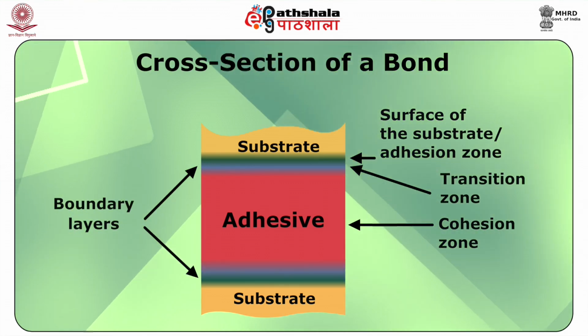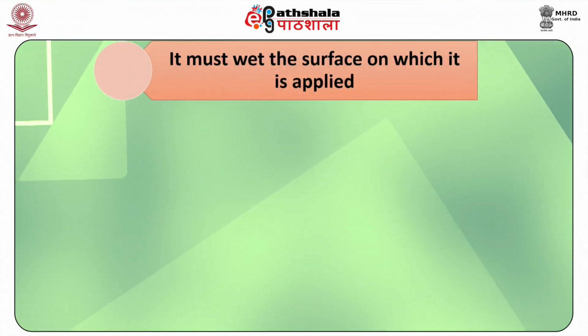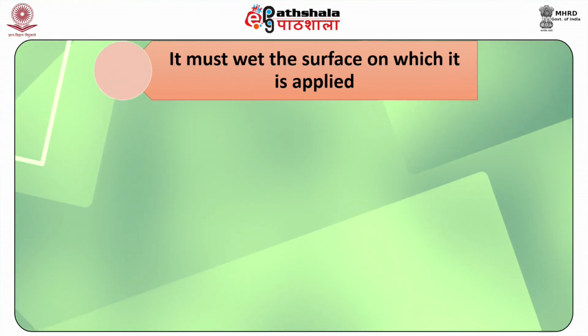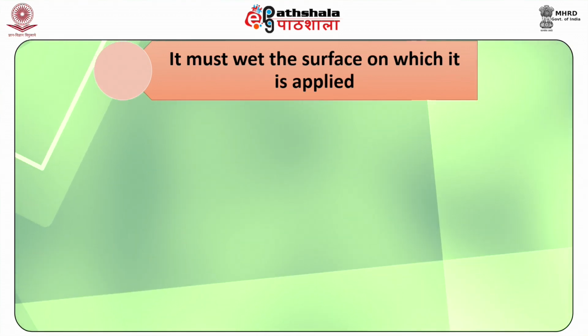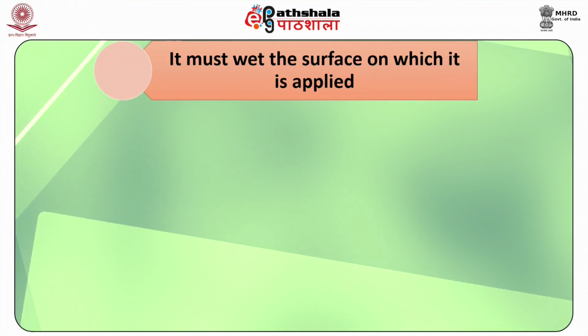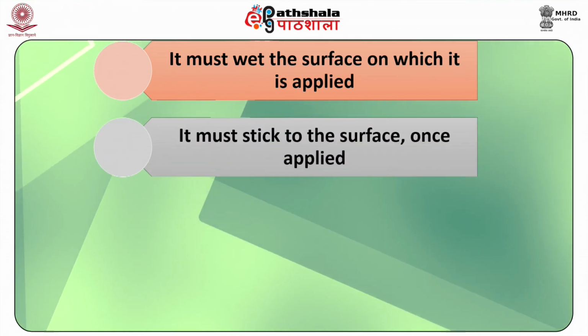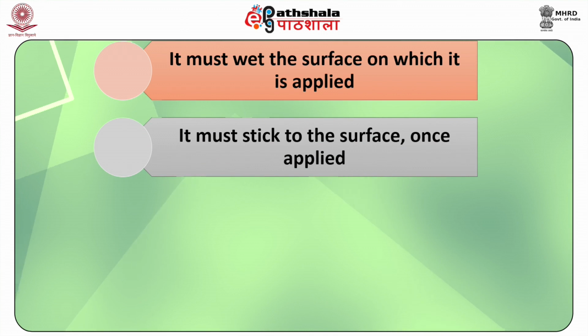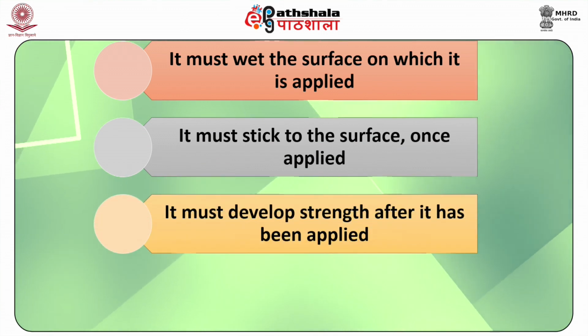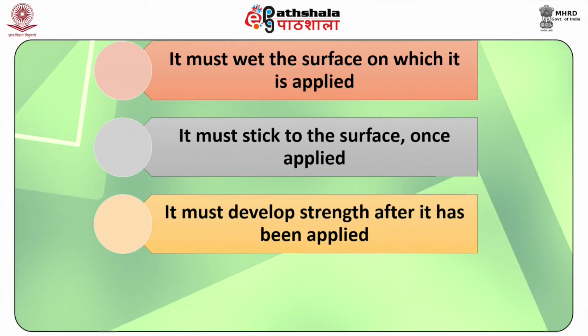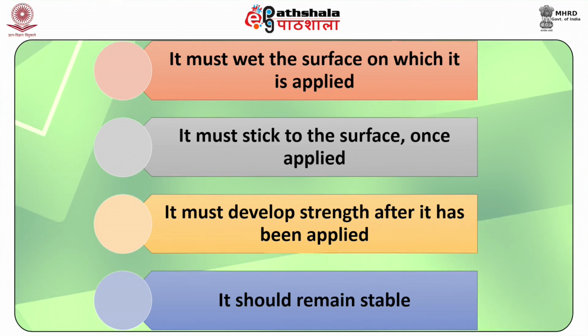Some of the important requirements for a substance to act as an adhesive are: it must wet the surface on which it is applied, it must stick to the surface once applied, it must develop strength after it has been applied, and it should remain stable.